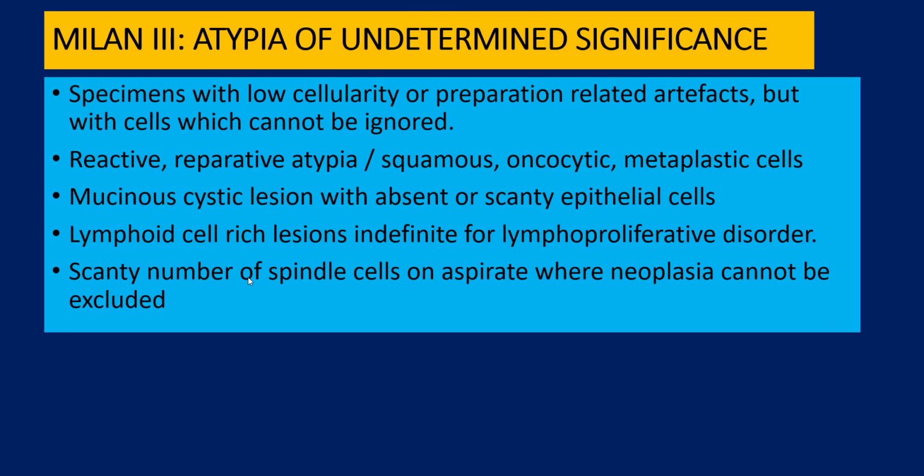So MILAN III, ATP of undetermined significance. So what are the conditions where we have to put lesions as ATP of undetermined significance? Sometimes the specimens may have low cellularity, they have preparation related artifacts, but you look at the cells and you see that, well, there is something happening there. Okay, you just can't leave it as non-diagnostic, right? So these are the cases where we call them as ATP of undetermined significance, right?